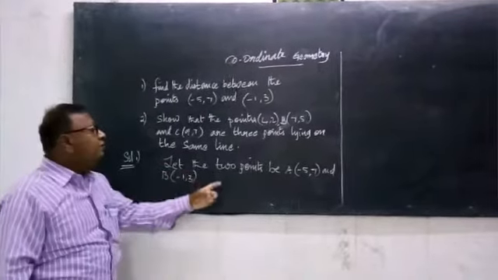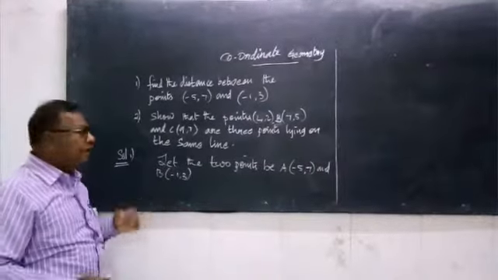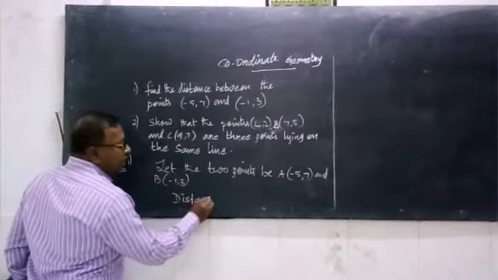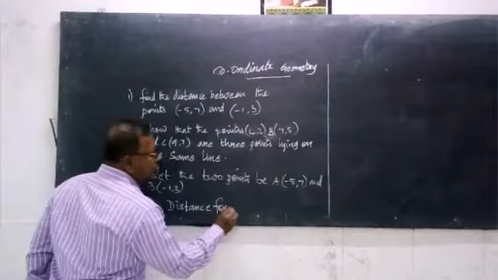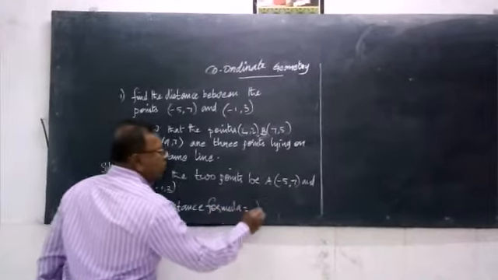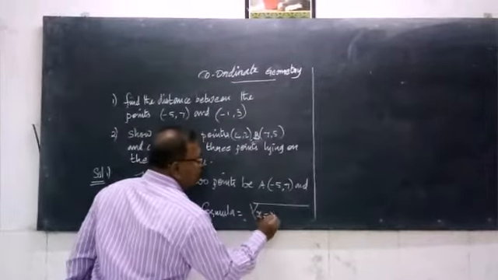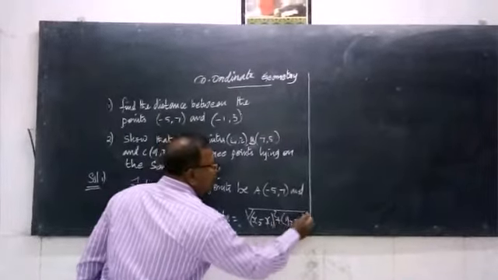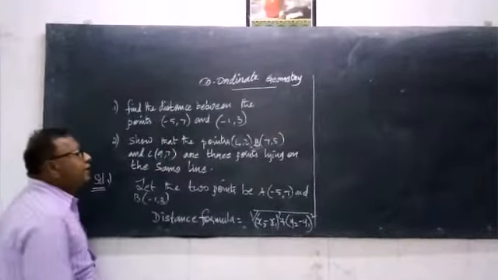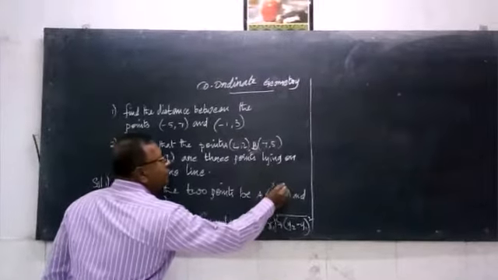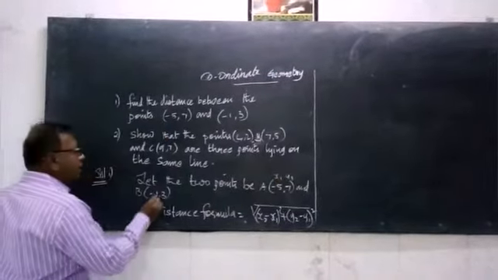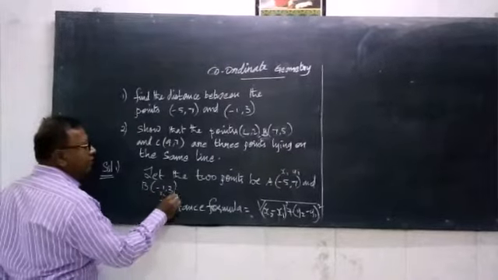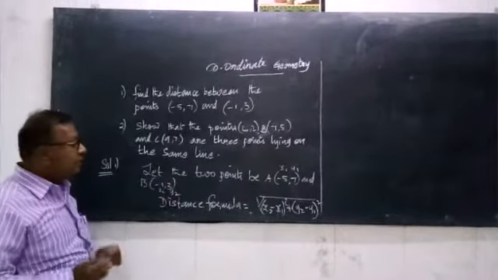Now the distance between A and B we have to find. So next step we will write the distance formula, what we have learned earlier. What is the distance formula? It is root of (x2 minus x1) whole square plus (y2 minus y1) whole square. So here we can write this as x1, this as y1, and this can be assumed as x2 and this as y2, for the sake of simplicity.